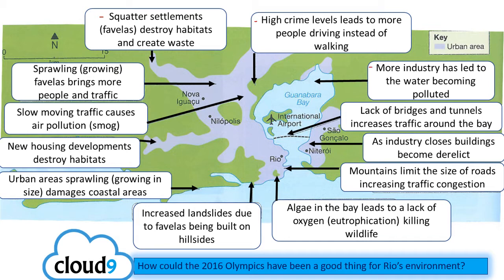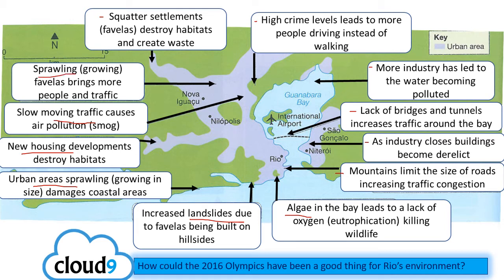We've got a lot more industry polluting water, a lack of bridges and tunnels increasing traffic. As industry closes, we've got a lot of buildings becoming derelict, run down and empty. The mountains that we mentioned before limit the size of the roads and increase the traffic congestion. The algae, the plants growing in the water in the bay, can lead to this lack of oxygen. We can have increased landslides due to favelas being built on the hills. We can have urban sprawl as cities grow in size. We've got new housing developments, we've got slow moving traffic and more sprawling in different parts of the city.